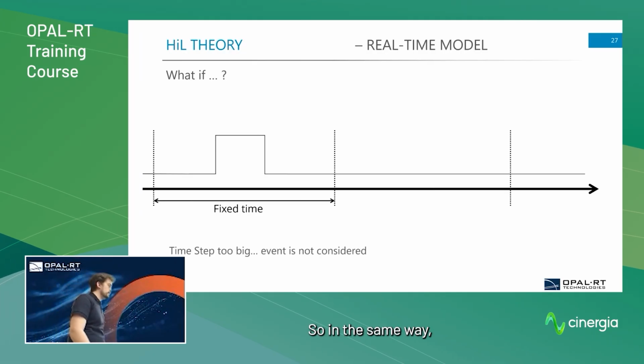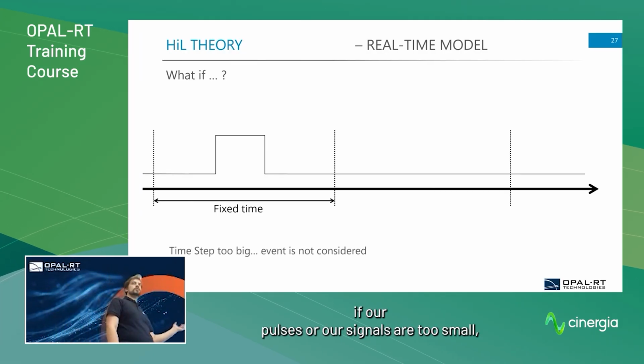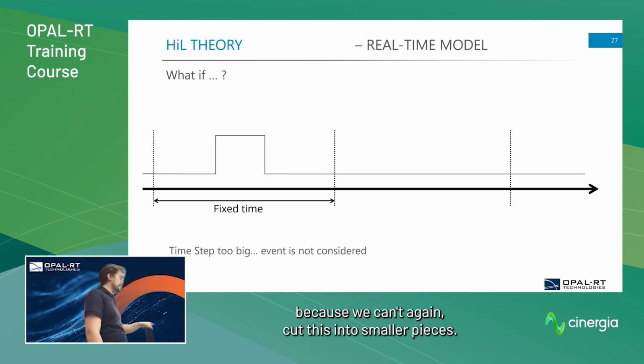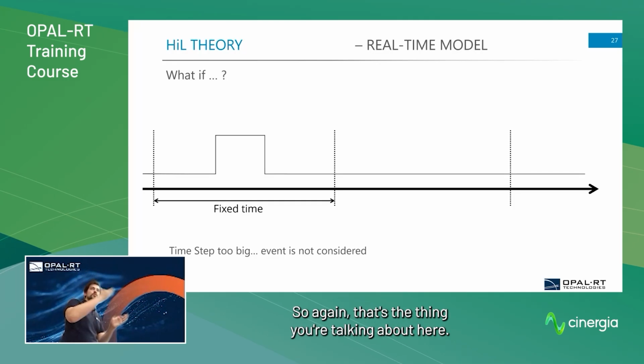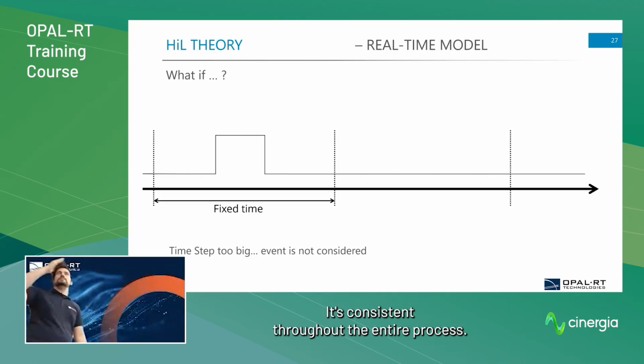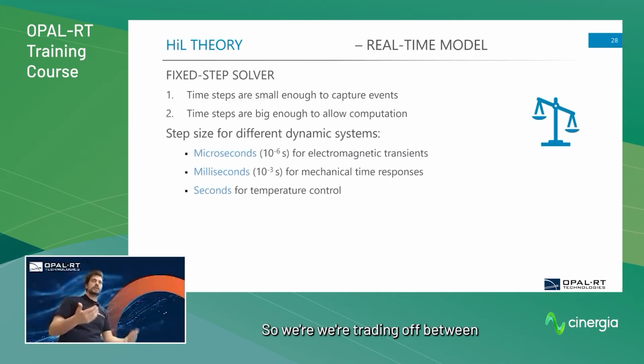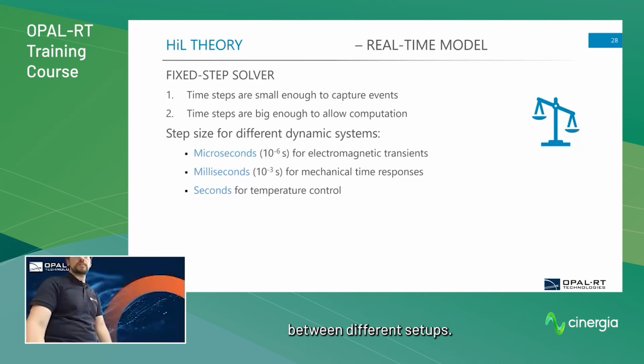So in the same way, if our pulses or our signals are too small, they're going to get lost in the noise because we can't, again, cut this into smaller pieces. So again, that's the thing. When you're talking about HiL, it's consistent throughout the entire process. So we're trading off between different setups.